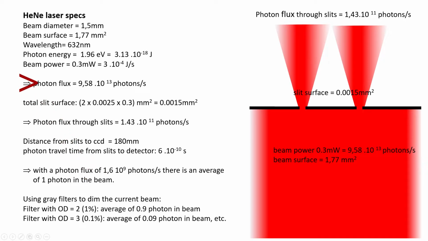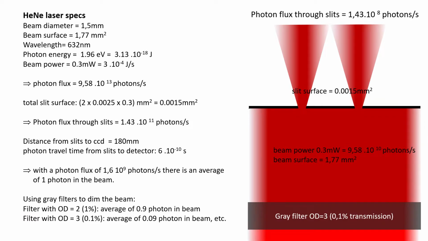On the other hand, we can use the laser power and the photon energy to calculate the photon flux generated by the laser, both before and after the slits. And from this we can calculate what optical filter is required to get the intensity level of the laser beam significantly below the single photon level. Now for the current helium neon laser, we can calculate that we have to use a gray filter with an optical density of at least 2, meaning 1% transmission, to get below the 1 photon limit.